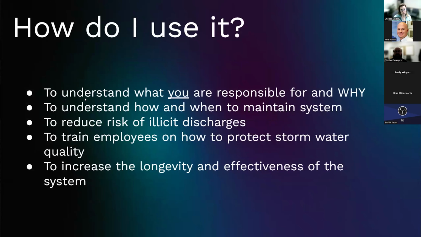And now I'm going to repeat myself a bit on how to use it, because this is the most important part. It's to understand what you are responsible for and why, to understand how and when to maintain the system, to reduce your risk of illicit discharges. If you're maintaining your system, then you're going to have a reduced risk because there's fewer pollutants in your system that will be discharged outside of your property. And to train employees on how to protect stormwater quality and to increase the longevity and effectiveness of the system.